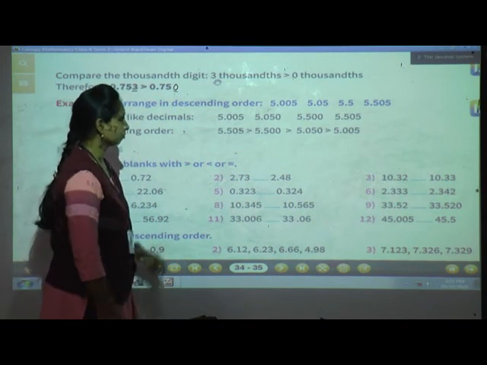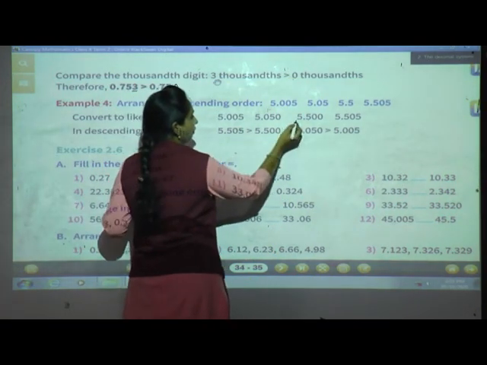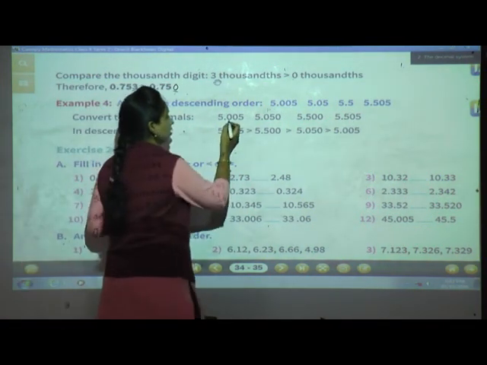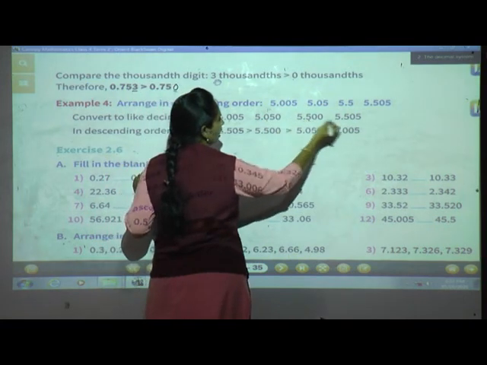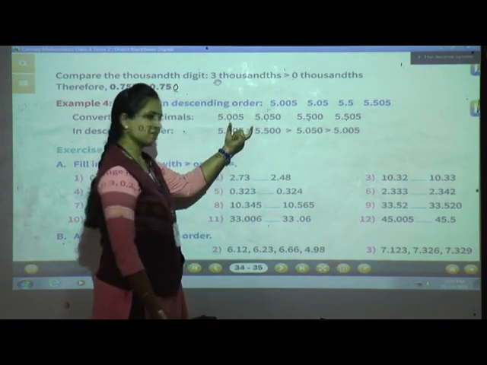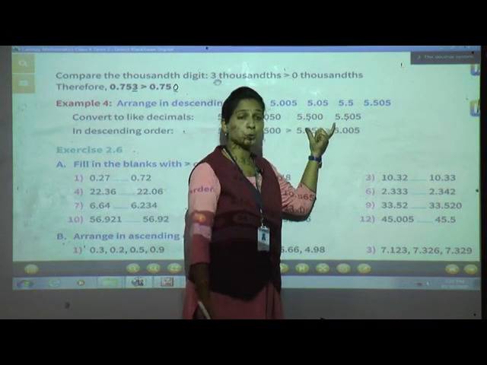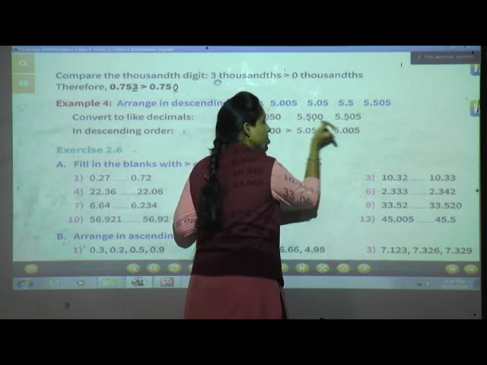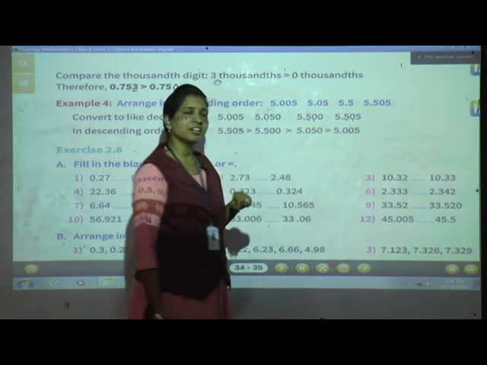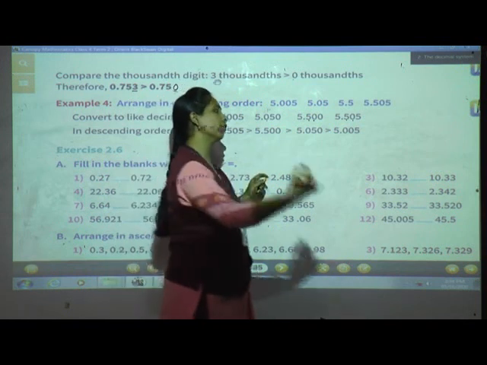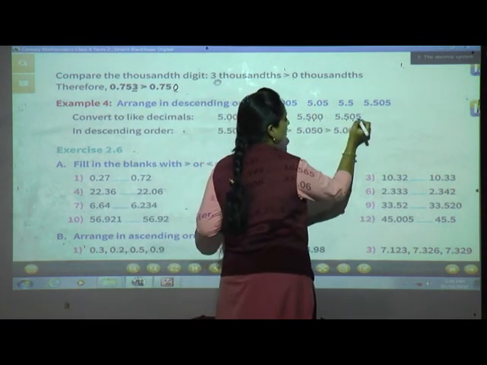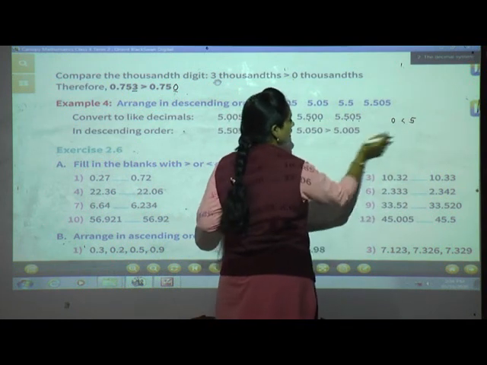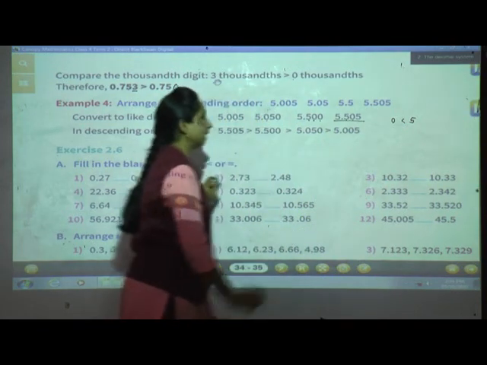Now just see, whole number 5 is there. We cannot compare which is greater, then we will go with the tenths place. Tenths place: 0, 0, 5, 5. See 00 is smaller, we have to go with greater. Now 2 numbers we got greater. So now the tenths place is done, then we have to go with the hundredths place. Again hundredths place 00 is there, then we have to go with the thousandths place. Now thousandths place 0 and 5 is there. Now which is greater? Of course 5 is greater, means this is the greater number.